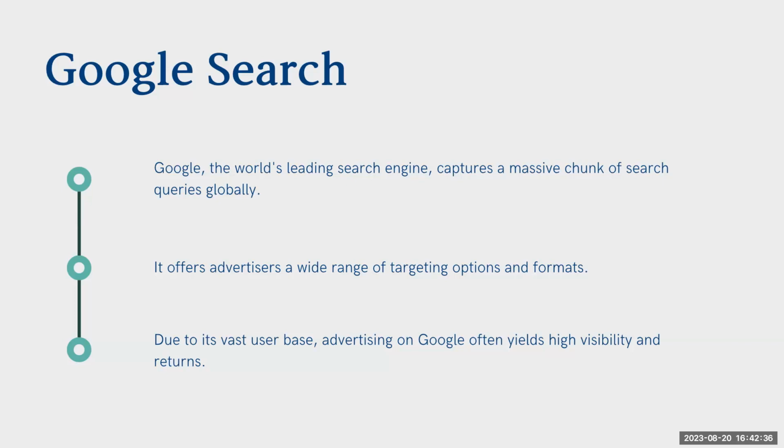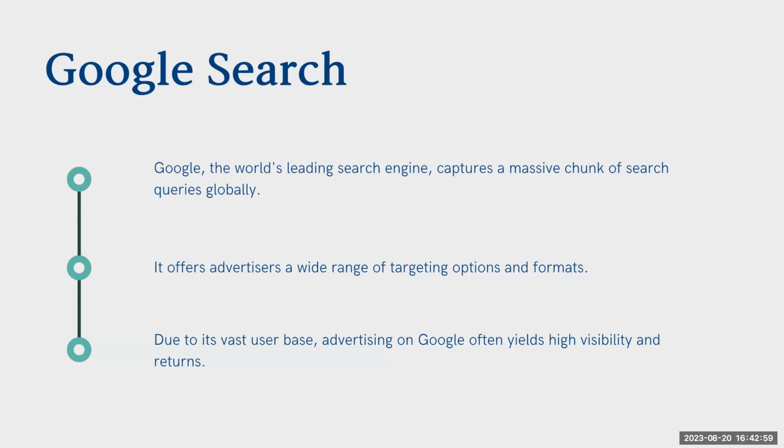Whether someone is searching for a nearby restaurant, a solution to a problem, or a product review, Google is typically the first port of call. That's what they do. What does it do? It offers advertisers a wide range of targeting options and formats.